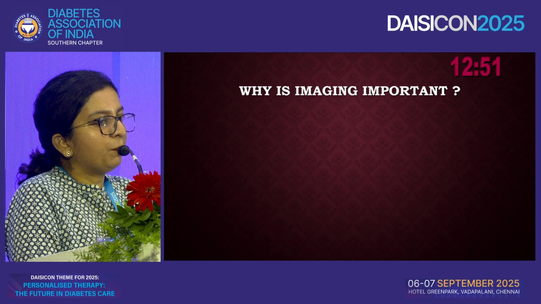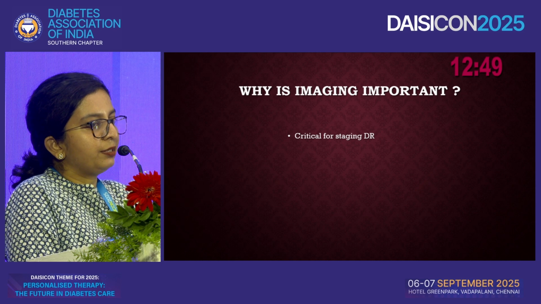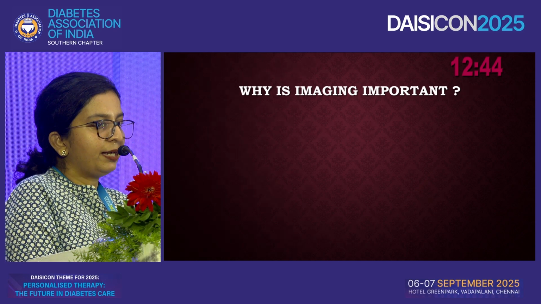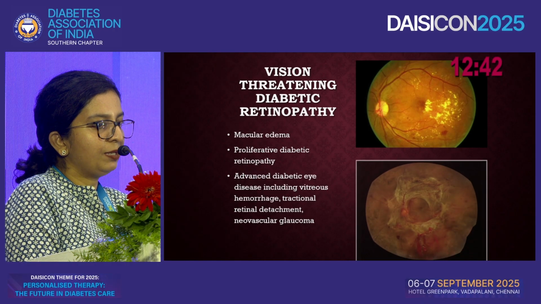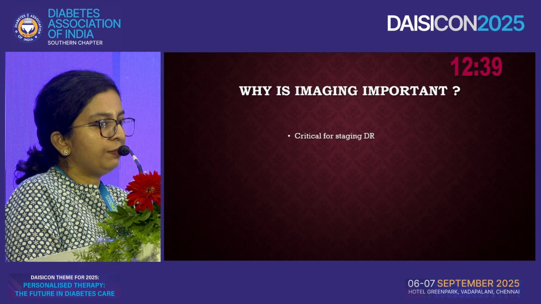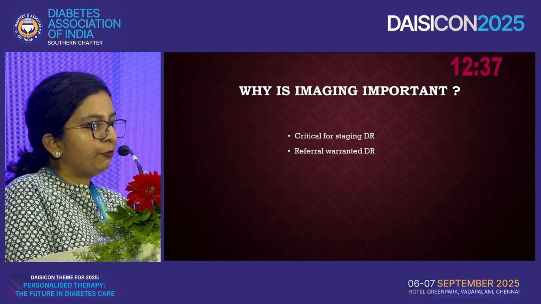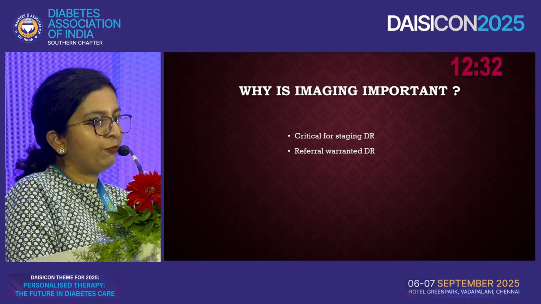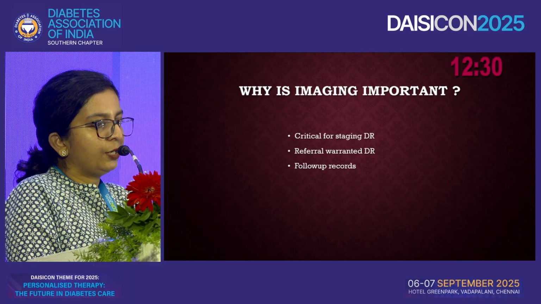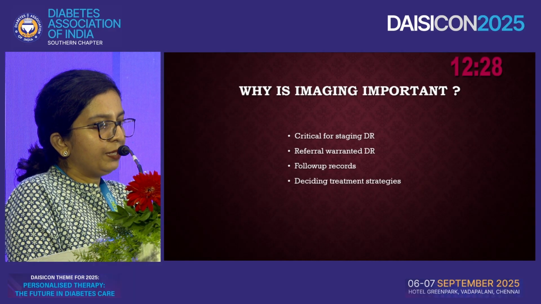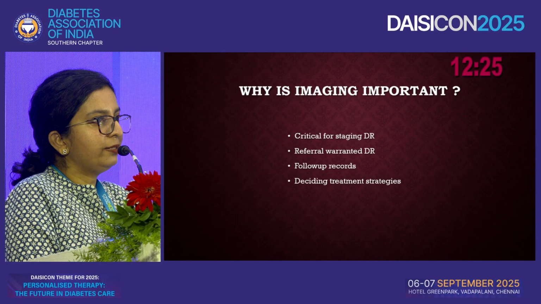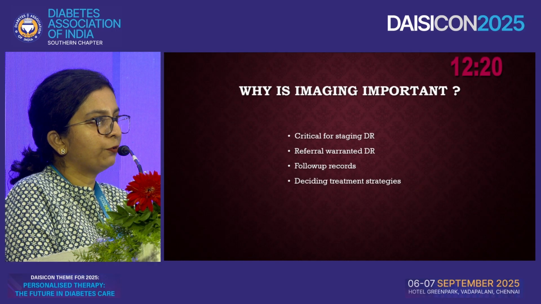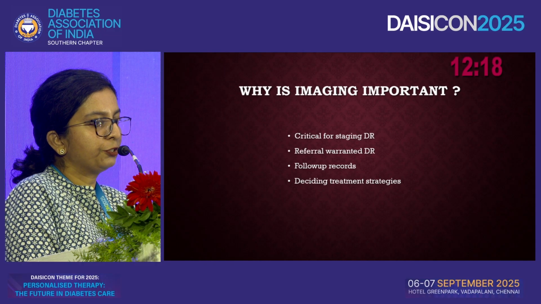So why is imaging important? One aspect is that it is critical for staging the retinopathy. The ETDRS criteria which we saw earlier is based on the fundus images which we acquire. The second is to assess and triage which patients would warrant referral to a retina specialist, and of course for follow-up records. And the crucial aspect is to decide the treatment strategies, such as OCT for macular edema or FFA for PDR for lasers.